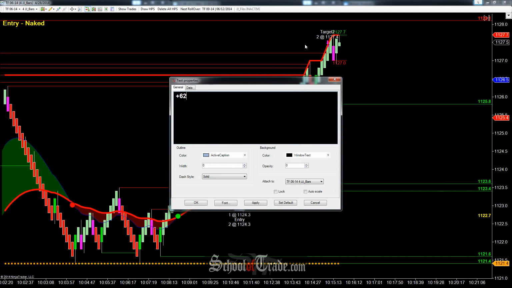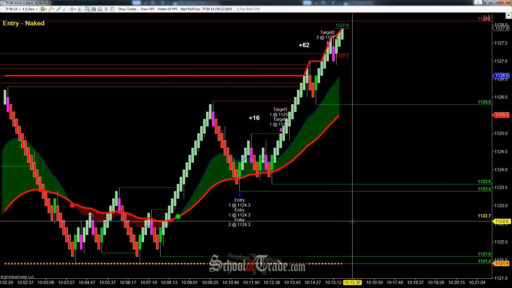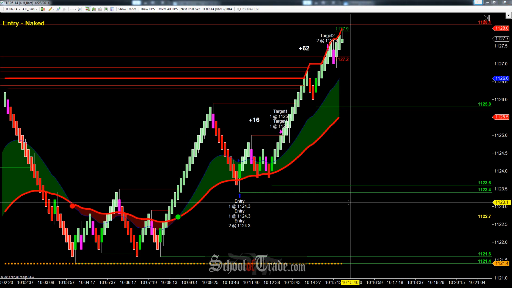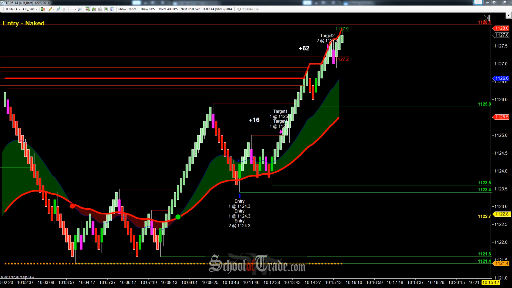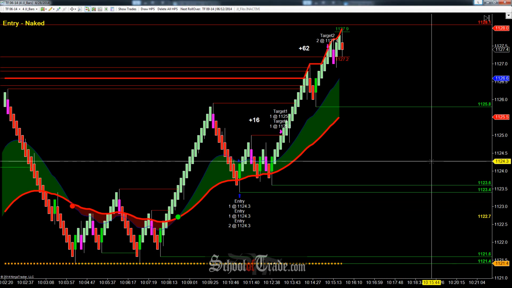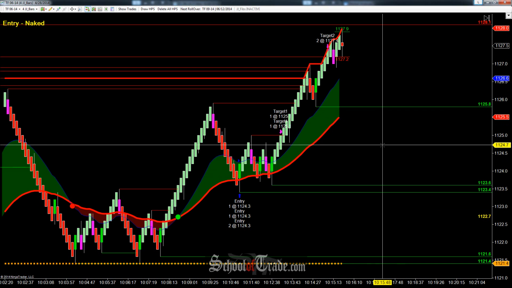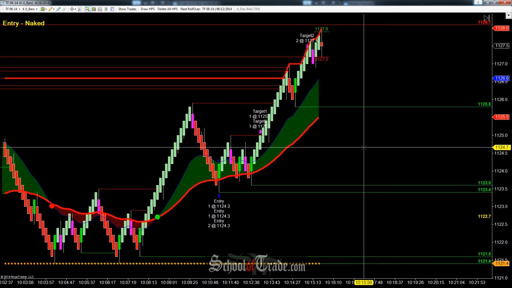So plus 62. And putting it all together, that gives us 16 and 62 for 78 total ticks, so $780 on the trade. Really, really strong trading here. Just an awesome pattern here on the Russell. So that's going to be today's trade.